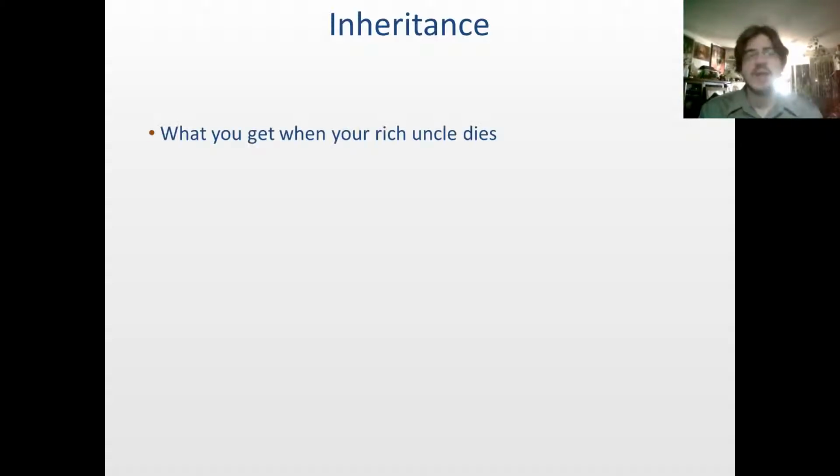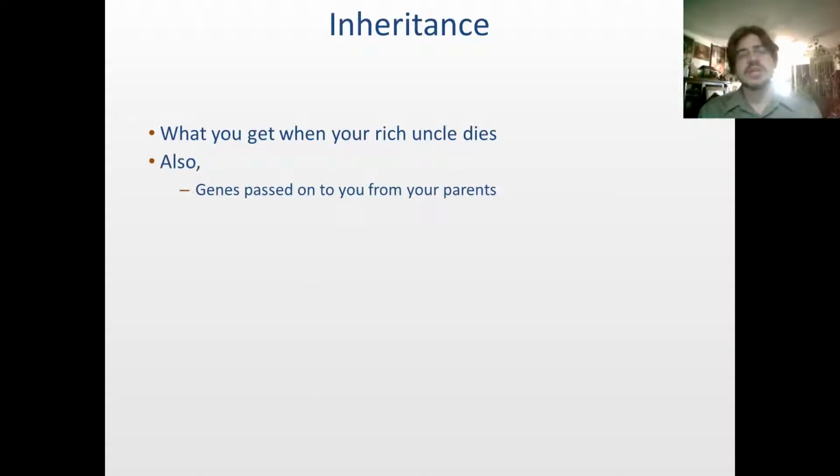Simple stuff. So now we're going to talk about inheritance, which is what you get when your rich uncle dies. Okay, well, maybe not so much that. In biology, the term inheritance is when genes or alleles are passed on to you from your parents. So you have 2 alleles for every trait.